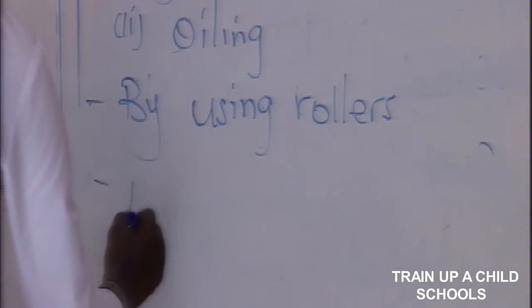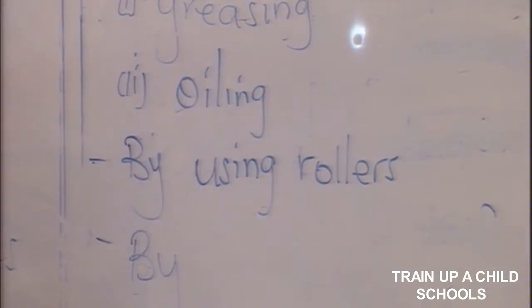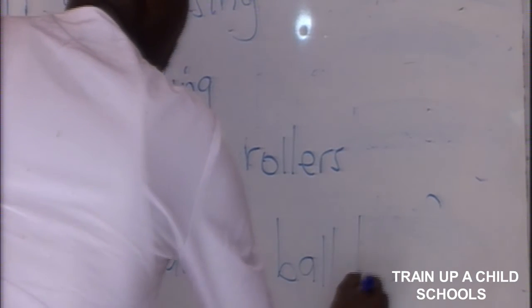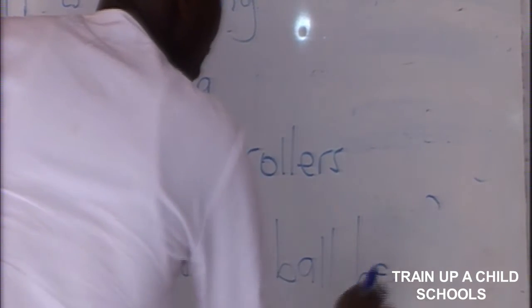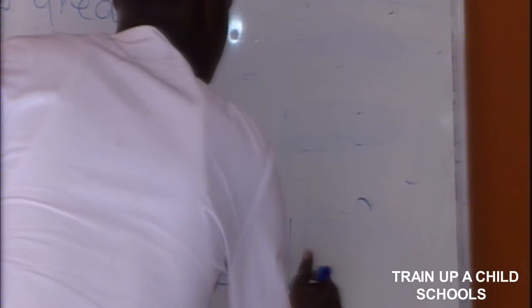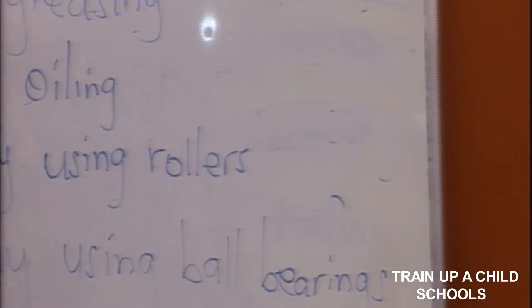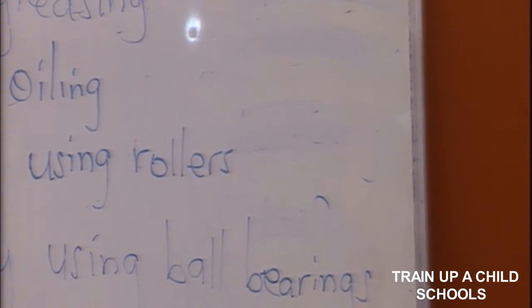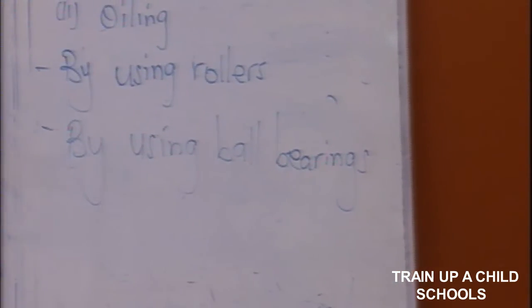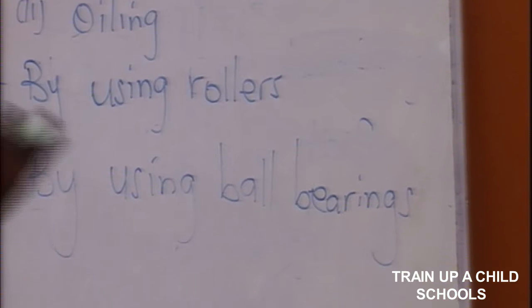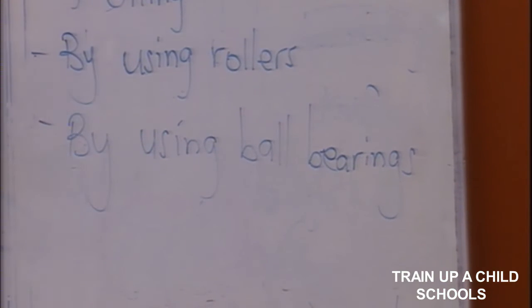Three, by using ball bearings. What are ball bearings? These are round metallic balls that we put on the wheel of the bike, such that it can keep the two moving parts separate.